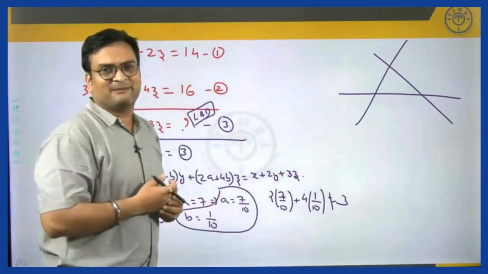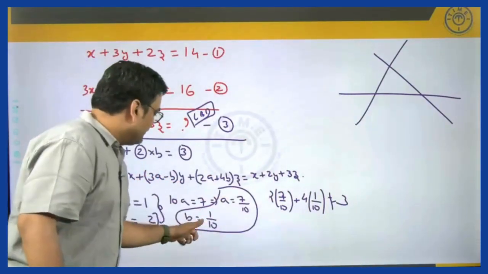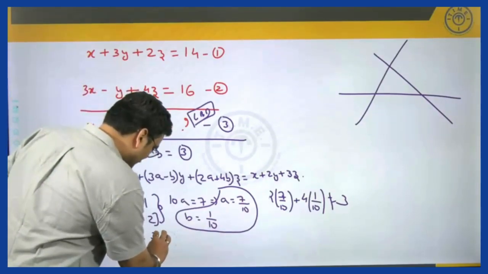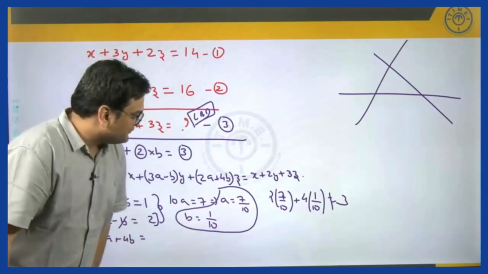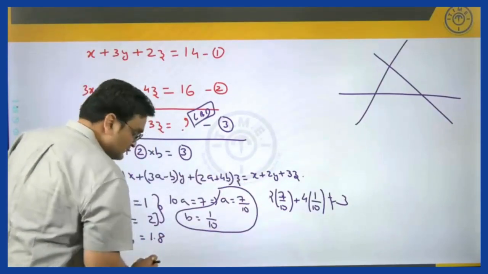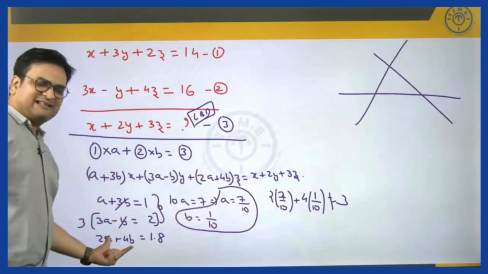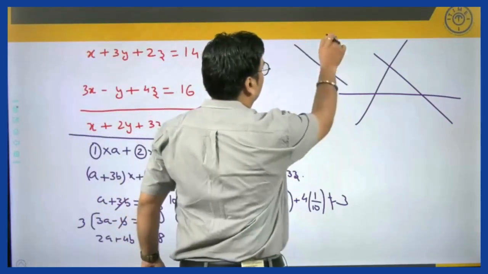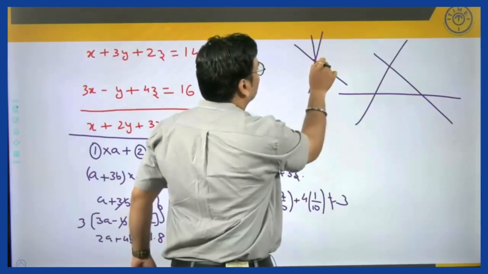But just imagine, what if these values of a and b are satisfying the third equation? Say for example, this instead of 3 had been, how much do we get there? 18 by 10, 1.8. Then we say that the values of a and b are satisfying the third equation also. Then the three lines will be as follows. They will be concurrent. They will have a common solution.